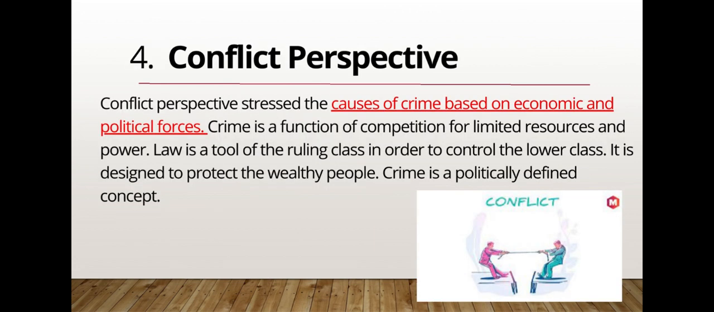Okay, our fourth perspective is the conflict. Sinasabi dito sa conflict perspective that cause of crime is based on economic and political forces. Crime is a function of competitions for limited resources and power. For example, pagkakaroon ng conflict between the poor and the rich. Ibig sabihin, yung poor, dahil wala siyang pera, maaaring magkaroon siya ng criminal behavior or criminal tendency na magnakaw siya kasi kulang siya sa pera. Limited resources. Pag merong limited resources ang mga tao, dito nag-i-start ang criminality.